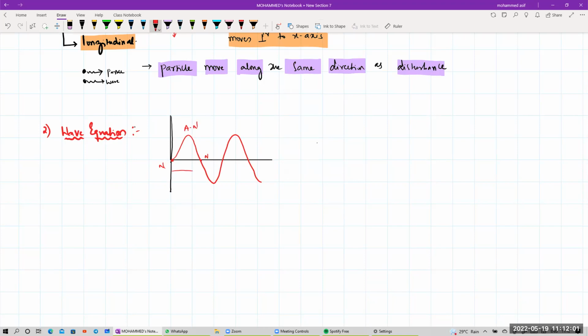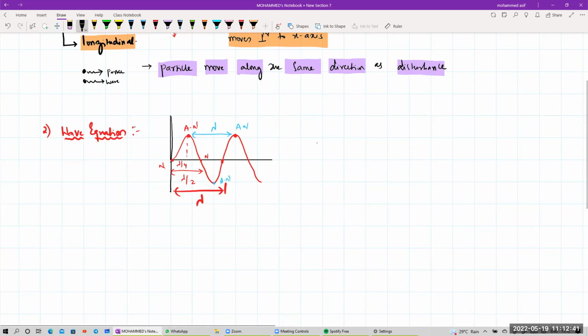You know the distance between node and node is how much? Lambda by 2. The distance between node and antinode is lambda by 4. In one complete wave, from here to here, the distance will be equal to lambda. Clear? The distance from one point to the next similar point is also one complete wavelength, lambda. Antinode to the next antinode, leaving one antinode in the middle, that will be your wavelength lambda.